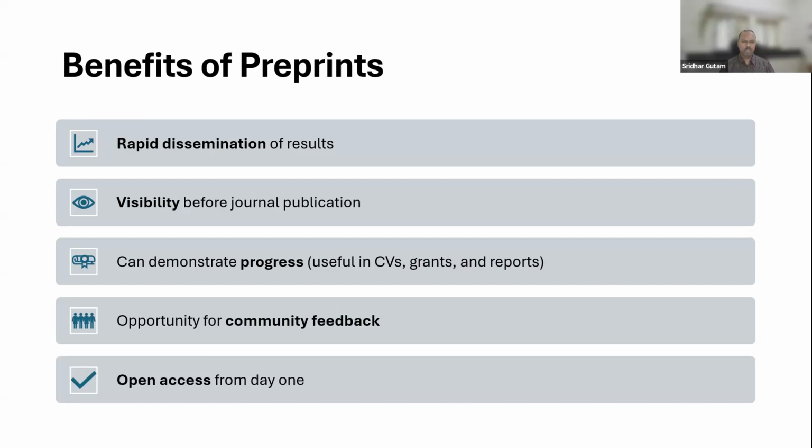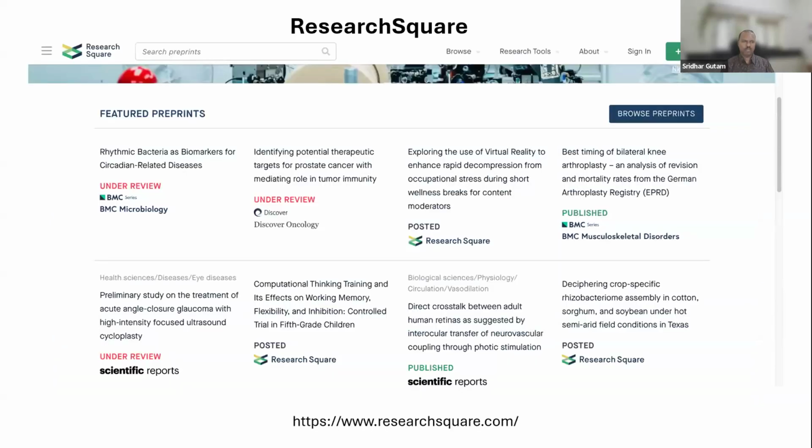And being available on the preprint server, you can get feedback. So the opportunity for community feedback is there. And preprints are openly available for everyone. From day one, it is openly accessible for peers to look at.